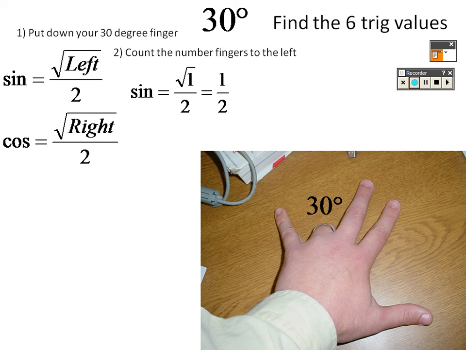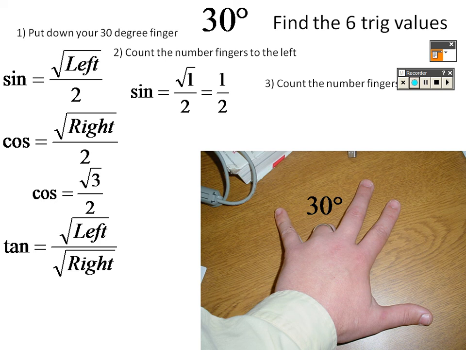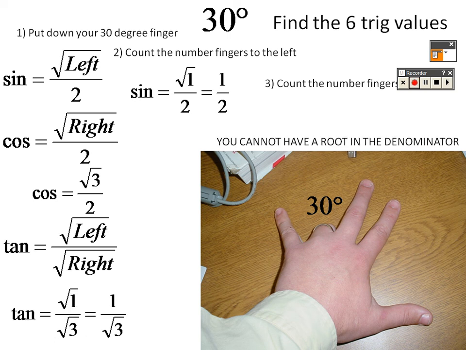Cosine is the square root of the right over 2. That's root 3 over 2 because there's 3 fingers to the right. Tangent is the square root of the left over the square root of the right. There's 1 finger to the left, 3 fingers to the right, so it's 1 over root 3, but you can't have root 3 on the bottom, so you rationalize it to get root 3 over 3.